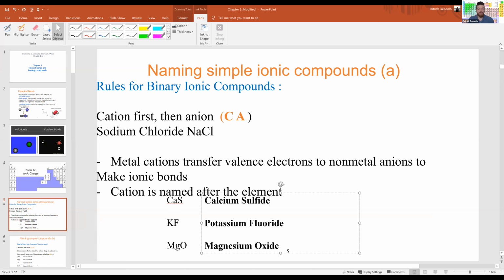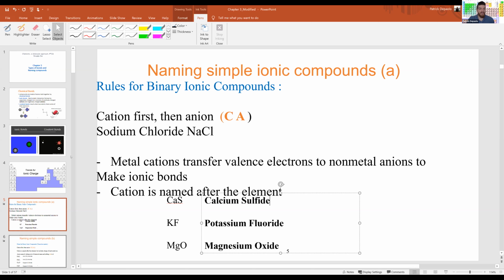KF, potassium is K, so that stays the same. Fluorine becomes fluoride. Magnesium oxide, MgO. So you keep the metal, magnesium. Oxygen becomes oxide. That's it.